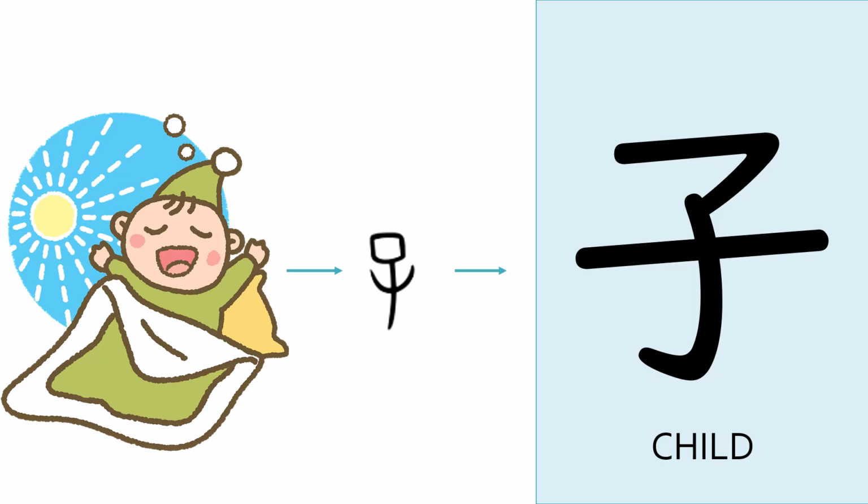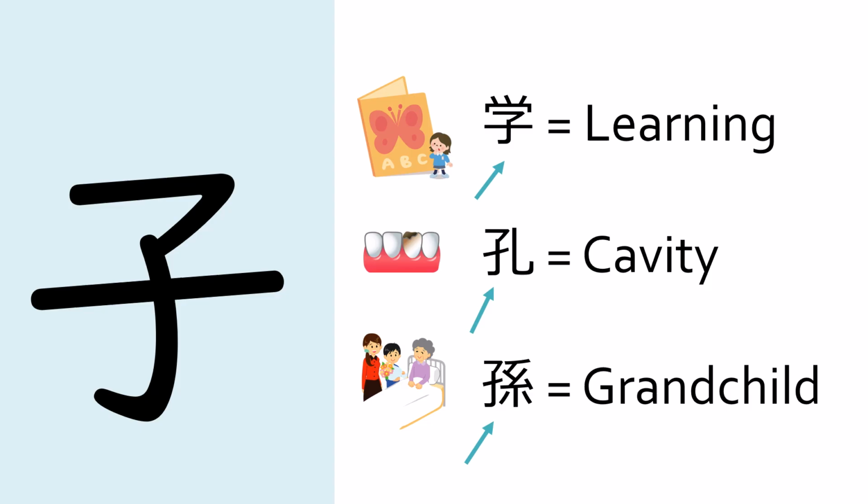The kanji for child comes from a pictogram of a baby with a large head and spread arms. His legs seem to also be wrapped in a blanket. One more thing to know is that this kanji can also act as a radical. For example, you will find it in words such as learning, cavity, and grandchild.